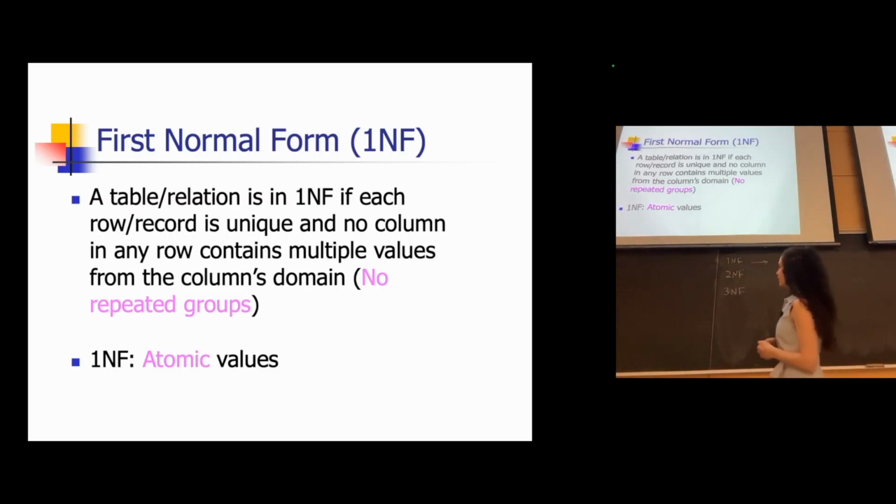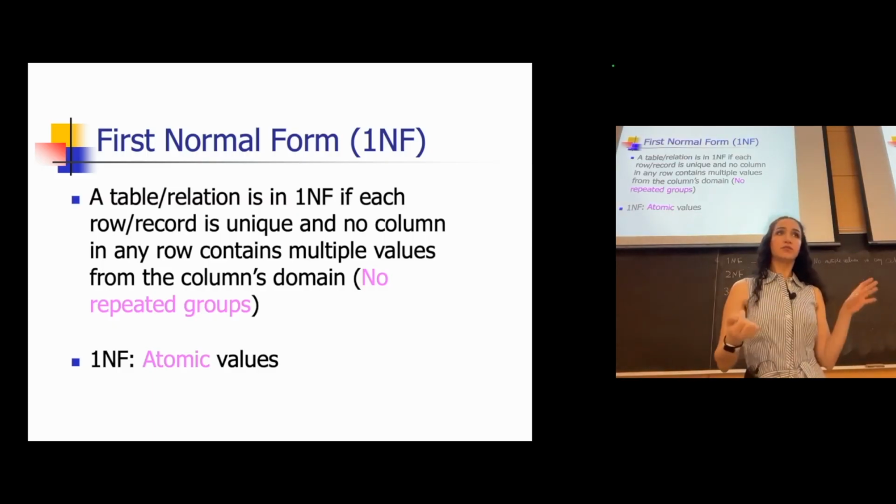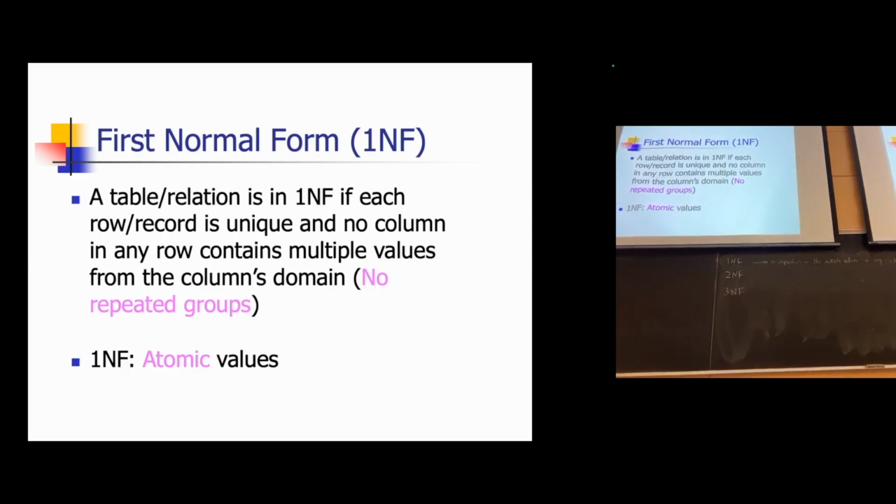And back to the first normal form: no duplicated rows and no multiple values in any cell. That is 1NF. Simple, right? Most of the tables that you have seen so far were already in 1NF, and I'm going to show you tables that are not in 1NF.